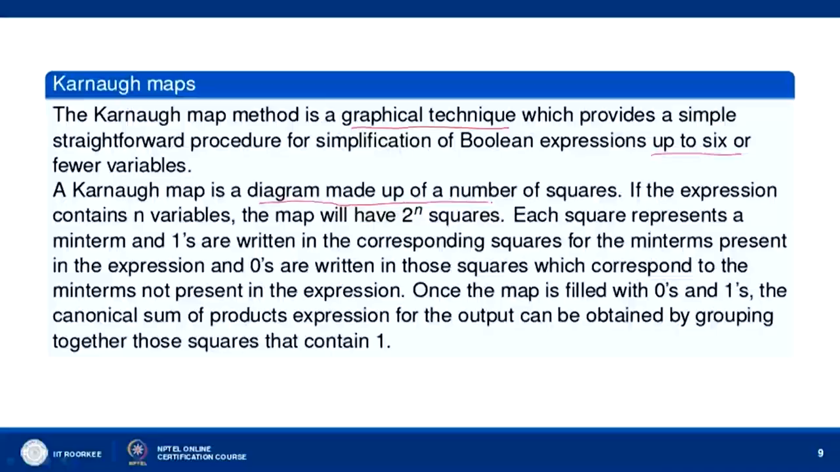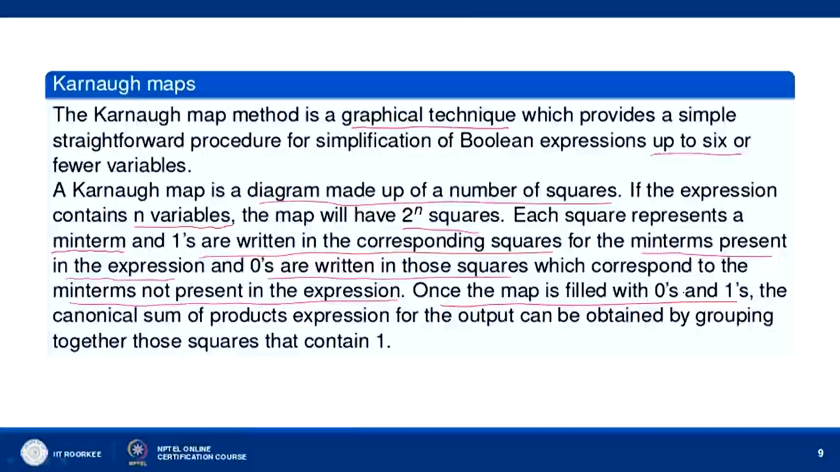A Karnaugh map is a diagram made up of a number of squares. If the expression contains n variables, the map will have 2 to the power n squares. Each square represents a min term, and ones are written in the corresponding squares for the min terms present in the expression, and zeros are written in those squares which correspond to the min terms not present in the expression. So, those min terms which are present in the expression, in the corresponding squares we shall write 1, and the min terms which are not present in the expression, in those squares we shall put 0.